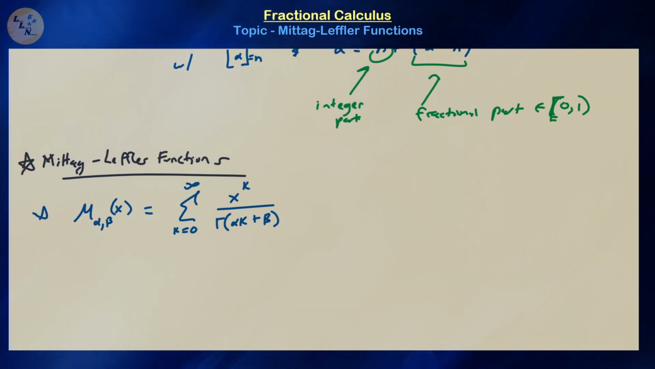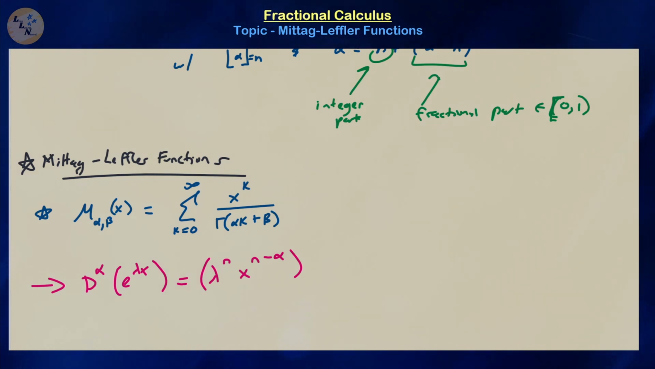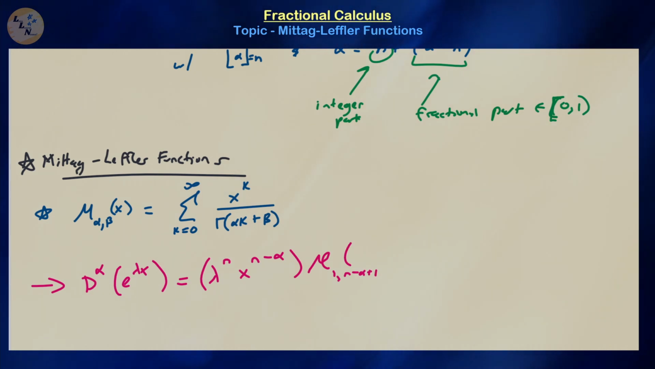If we take this as a definition of the 2-parameter Mittag-Leffler function, then we can easily see that the fractional derivative via factorial gamma extensions of e to the lambda x is just equal to lambda to the power of n, x to the n minus alpha, times the Mittag-Leffler function. I'm just going to call it M. Some people use Greek letter E or just letter E, but I'm just going to use M with a fancy L hanging onto it. That's just going to be Mittag-Leffler of 1 comma n minus alpha plus 1 of the function evaluated at lambda x.